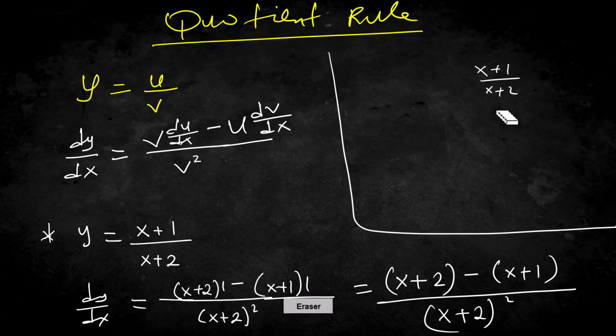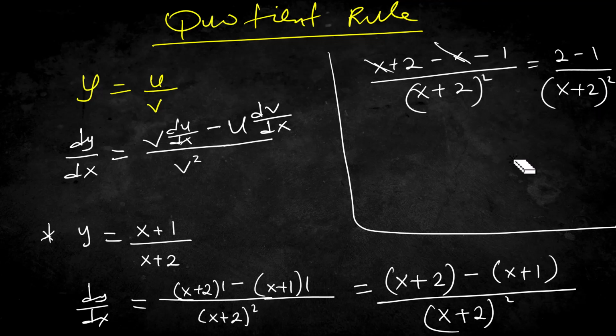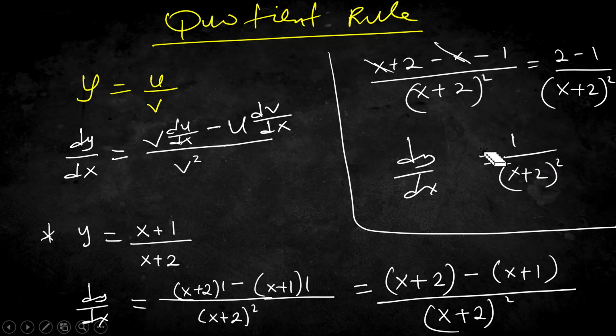So remember, this one is the same as x plus 2 minus x minus 1 on x plus 2 all squared. So this one will cancel this. I will leave it 2 minus 1 on x plus 2 all squared. So the final answer, dy/dx, is 1 on x plus 2 all squared. All right. Okay, so go ahead and try the following.